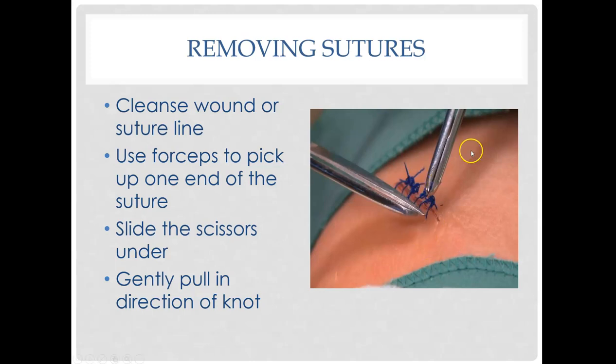Okay, sometimes they're tight to the skin and they're hard to get, but we want to have our forceps over the knot, and then we're only going to cut on one side. We just cut that one side and then we pull up and the whole stitch should come out. If we cut both sides, that suture is going to be stuck under the skin. So we only ever cut on one side and then pull up. And it should come out and not be too terribly painful for the patient.